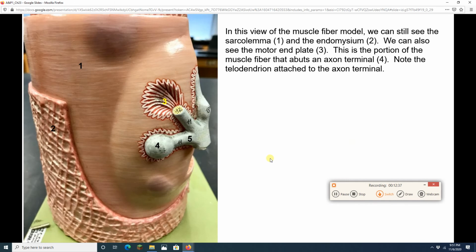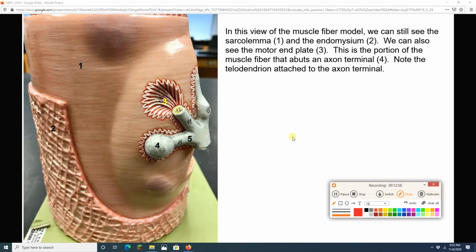Okay, got a slightly different view here. I still see my sarcolemma. Very nice looking. See some nuclear bulges there. Remember, it's a multinucleate cell. Got my endomysium, and the endomysium has been cut away to show us the sarcolemma, and also to show us the end of this neuron right here. This right here is the end of an axon. So I got the end of an axon right there.